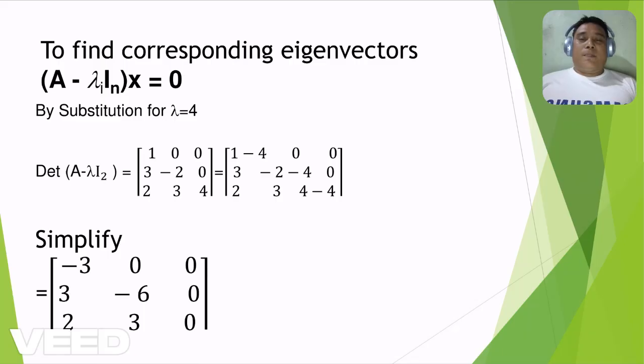And for the last eigenvalue, substitution for lambda equals 4. So this is our original matrix again. We subtract diagonally: 1 minus 4, 0, 0; 3, negative 2 minus 4, 0; 2, 3, 4 minus 4. So we simplify. We get negative 3, 0, 0; 3, negative 6, 0; 2, 3, 0. The formation is different, because column 3 is all 0.